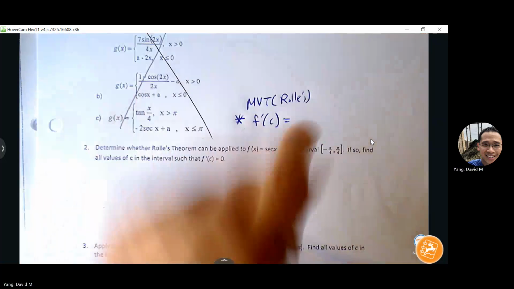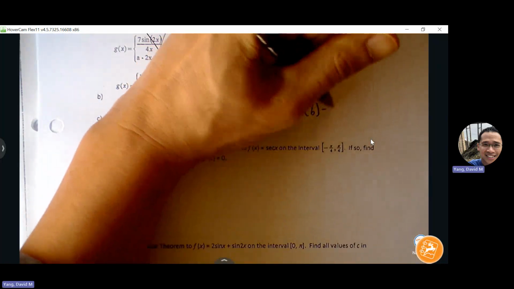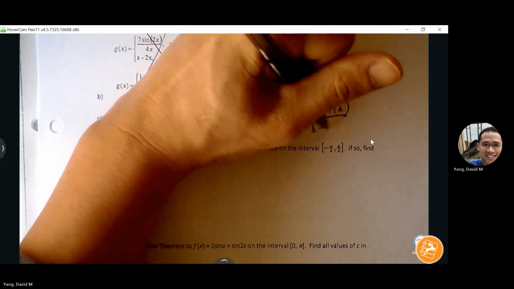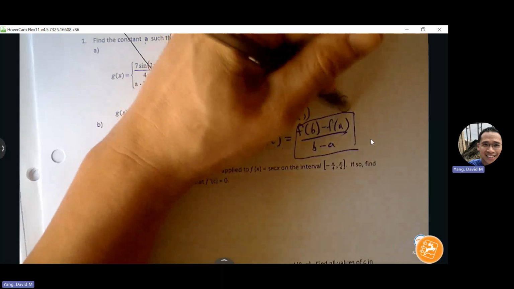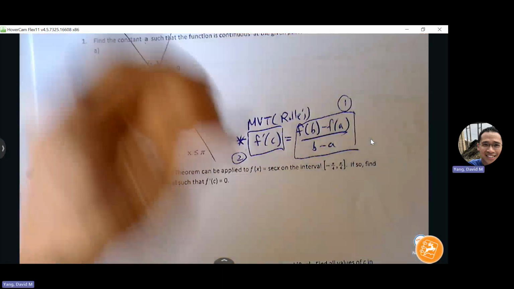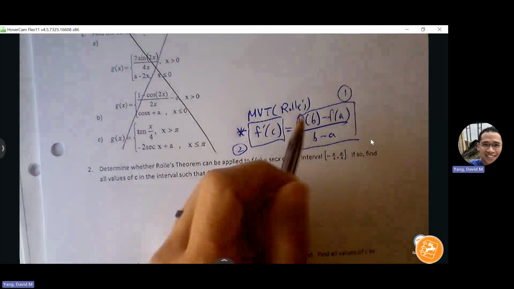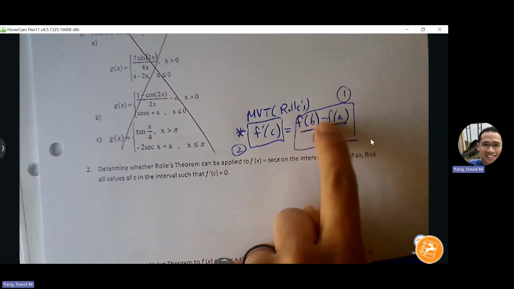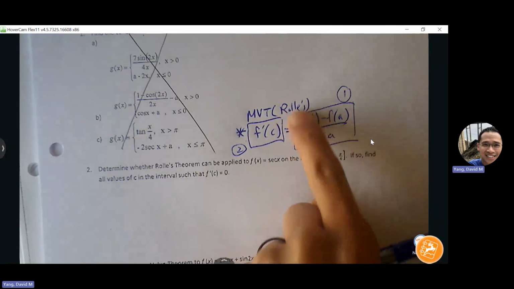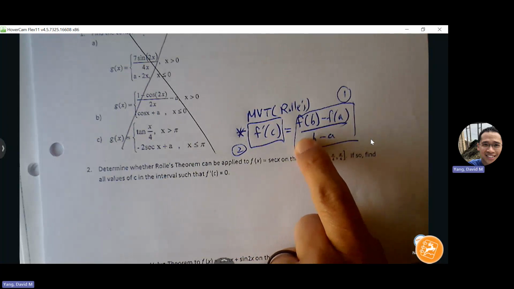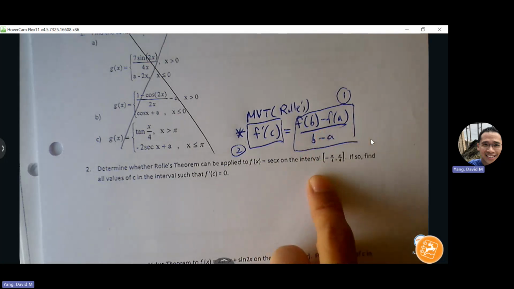We have to look for the derivative, but before we do that, we want to figure out the slope between the endpoints. So we need to find ordered pairs. We'll do this portion first, then find the derivative, and then set them equal to each other. The only difference with Rolle's theorem is that f of a and f of b end up being the same value, which forces this slope to be 0. But with mean value theorem, the slope can be any number, including 0. Chances are it will be a different number. But for Rolle's theorem, it has to be 0.